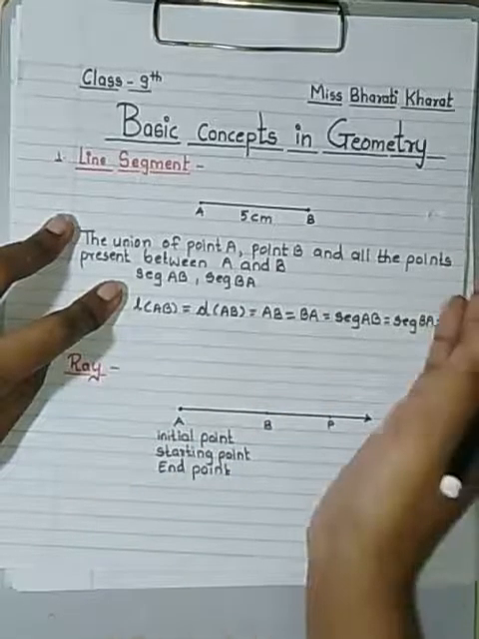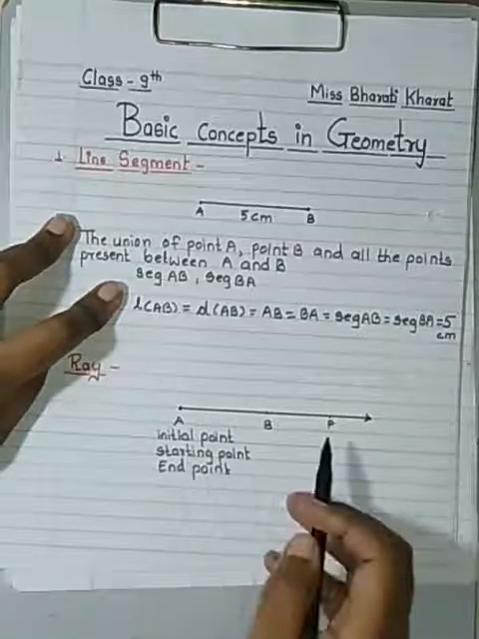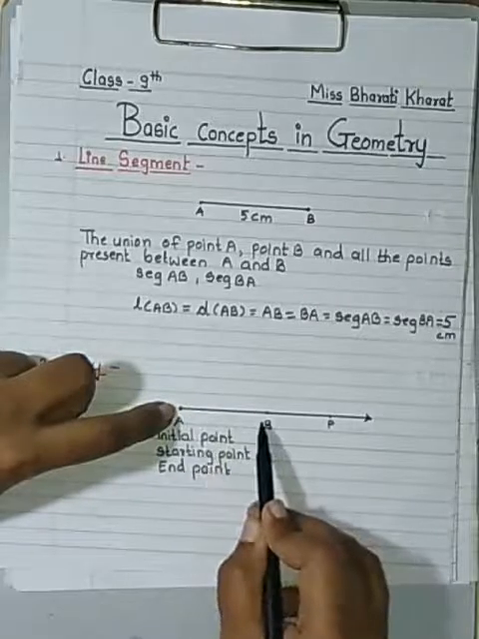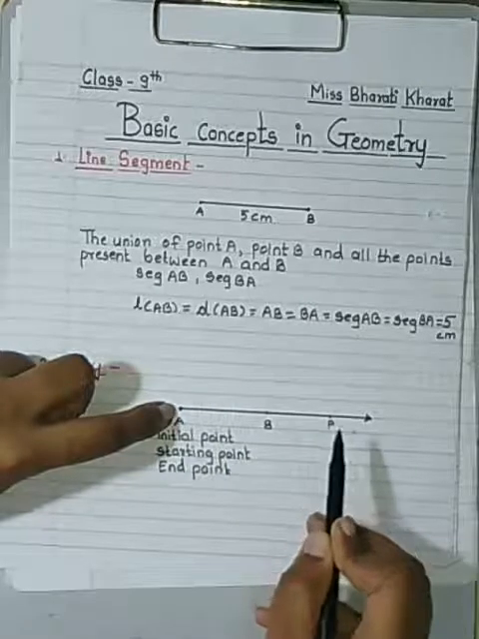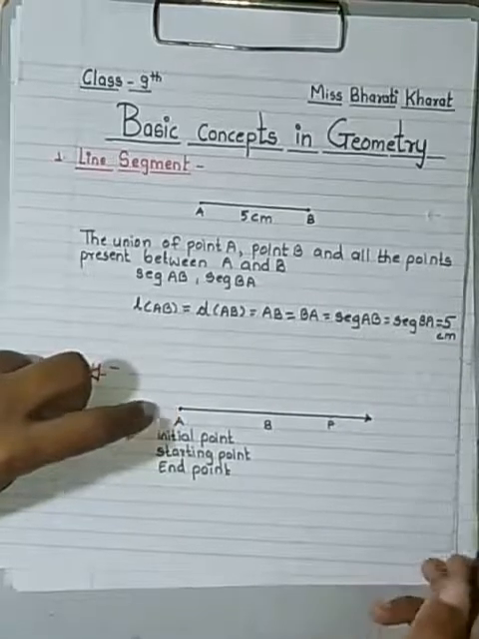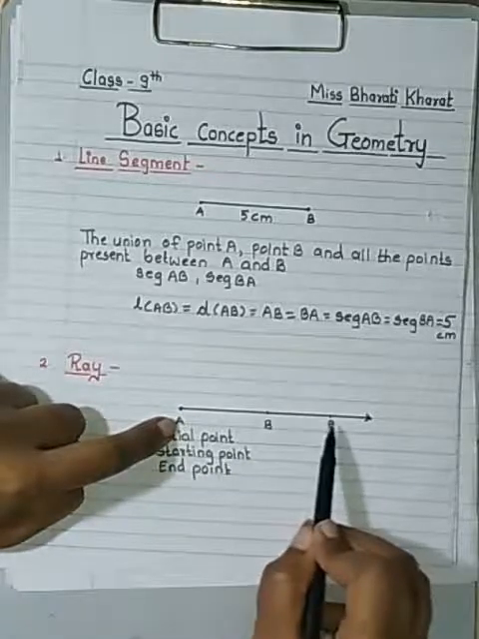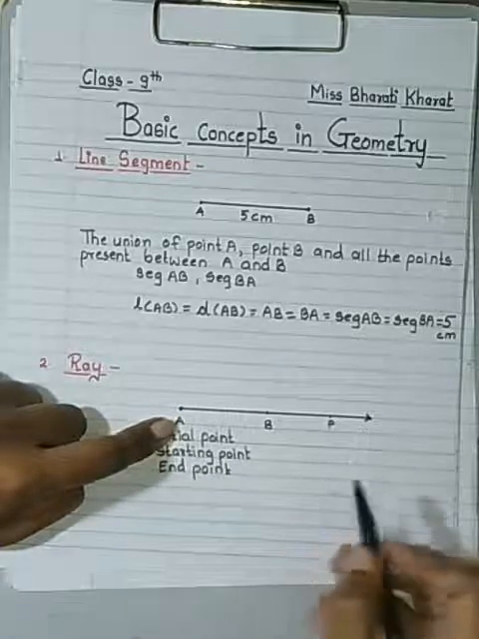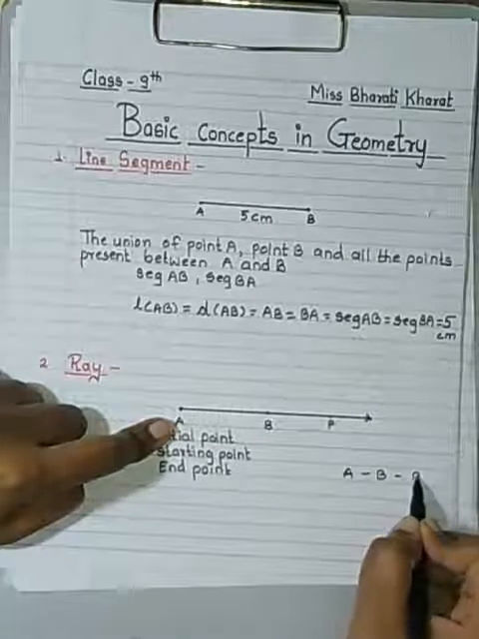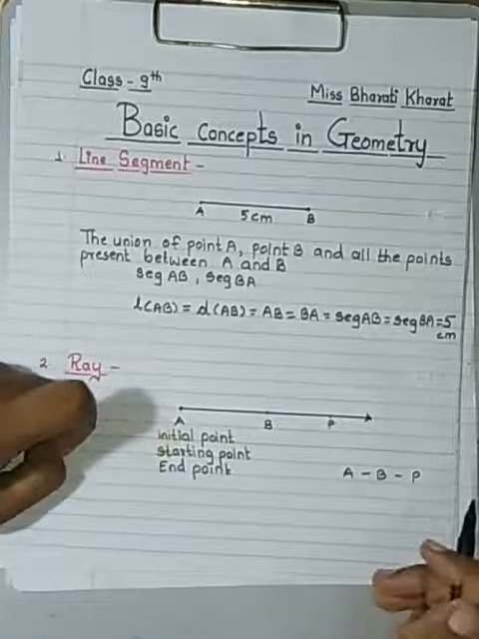Therefore, in terms of set theory, we can define this ray as the union of the set of all points present in seg AB and point P, such that A-B-P is called a ray. All the points in between A, B and P are in this way: A, B, P. That means B is in between A and P. This is called a ray.